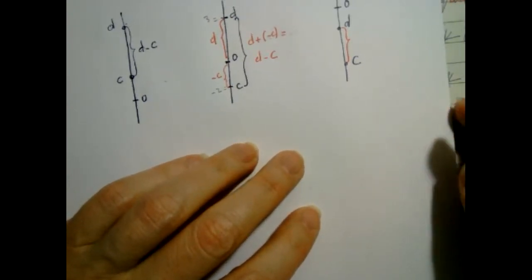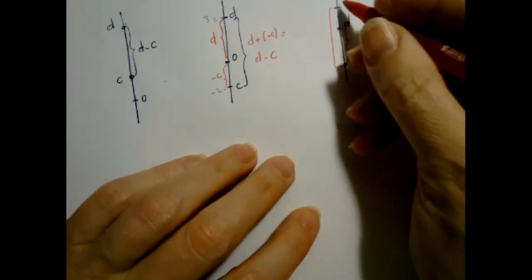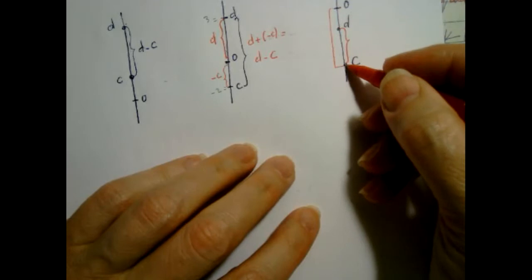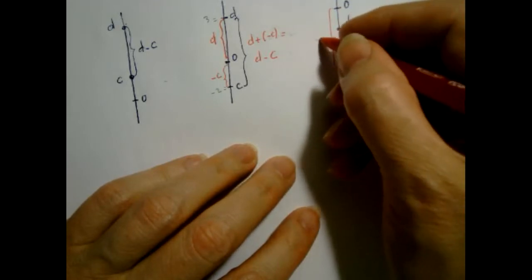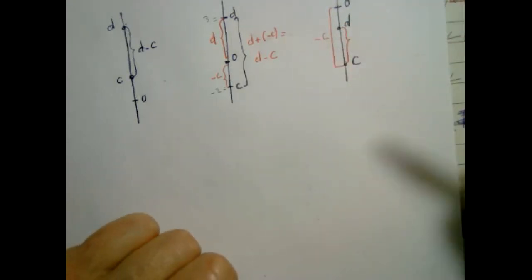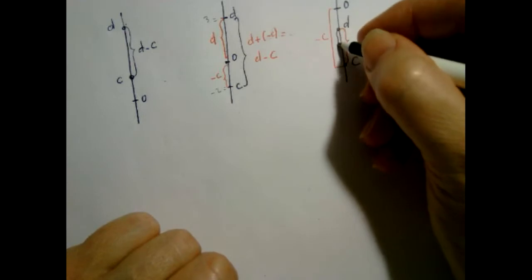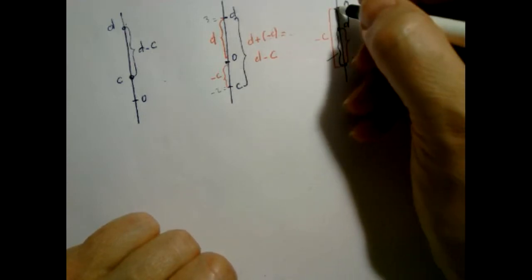D minus C. Yes, because how much is that? From 0 to C. What's the length here quickly? Negative C, because C isn't positive. What's the length from here to here? Sorry, my apology. From here to here.